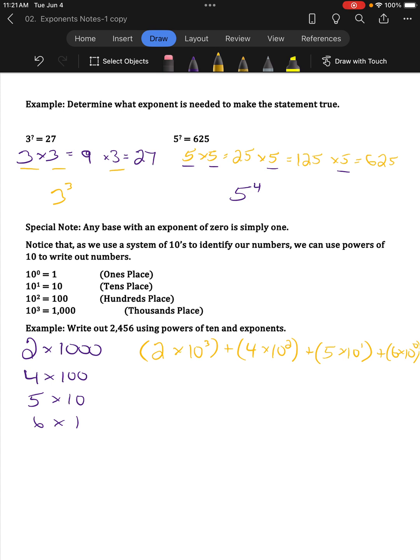Notice each place value is in its own set of parentheses in this expanded form, and that we do have the addition shown in between.